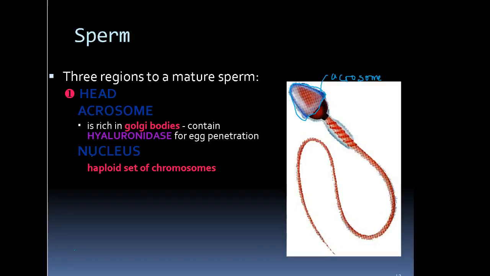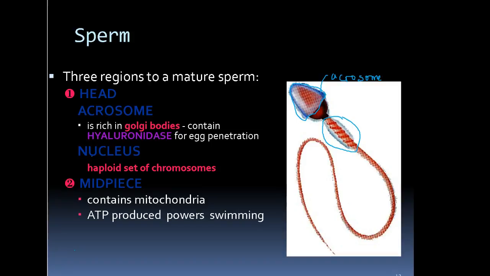Okay, the second thing, we said the midpiece. So here's the midpiece. If you notice, the midpiece has a spiral arrangement. Those are the mitochondria. The mitochondria are going to be harvesting glucose or some sugar in order to break it down into carbon dioxide and lots of ATP. And what is this going to do? It's going to help power the swimming of the sperm cell.